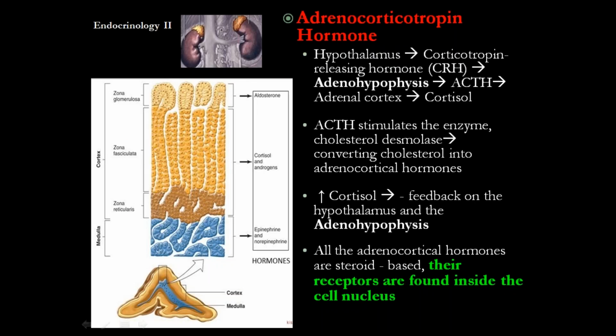We have the hypothalamus that is going to release the CRH, the corticotropin releasing hormone, which is going to stimulate the adenohypophysis, and ACTH is going to be released to the adrenal gland. So one thing we already know is that ACTH goes to the adrenal gland to produce what? Cortisol only? No, it is going to produce the release of sex hormones, the release of aldosterone, and cortisol.